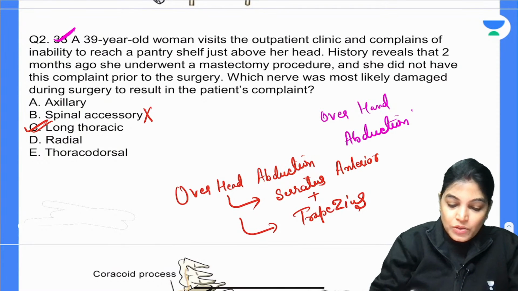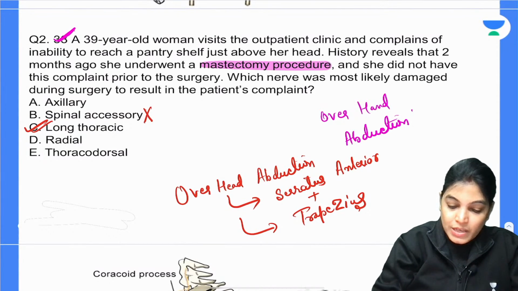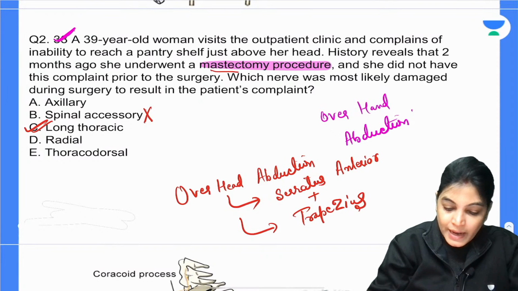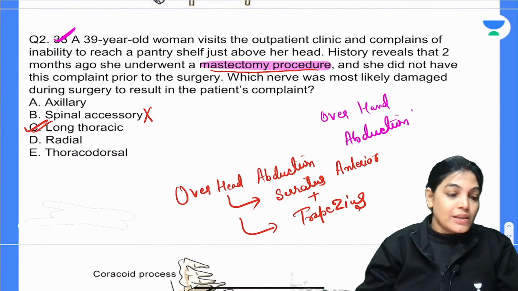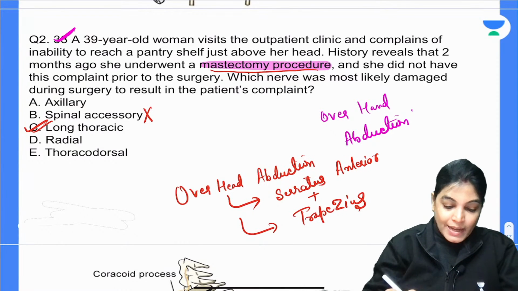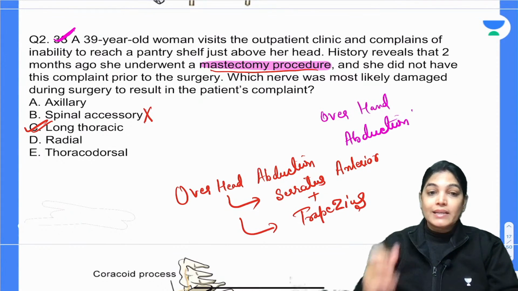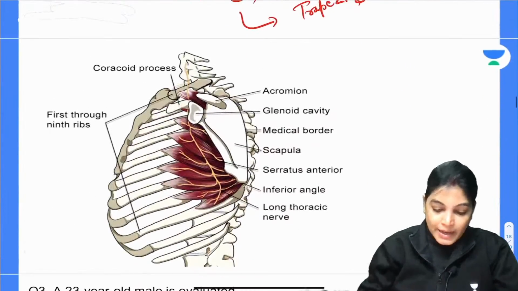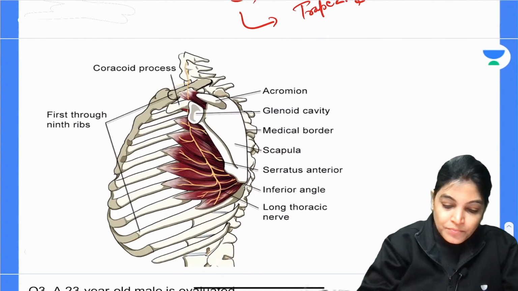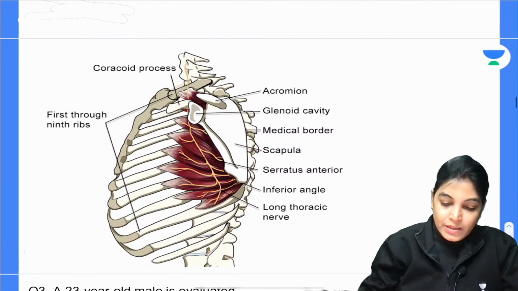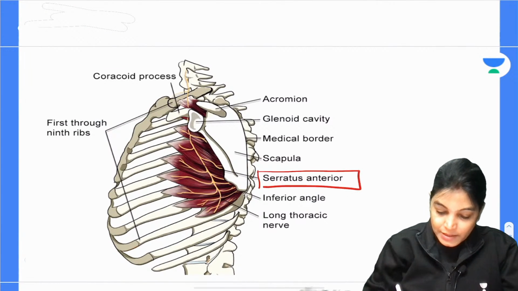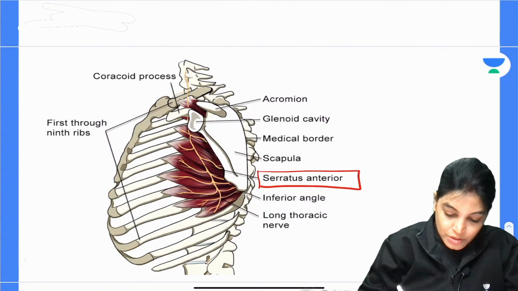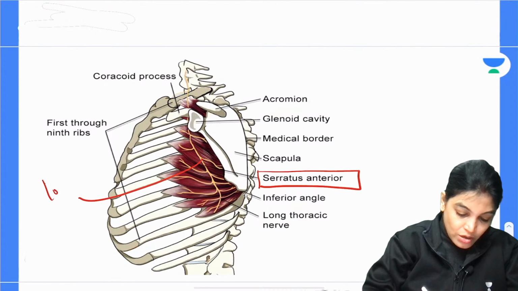Why? Because the procedure here is the removal of the mammary gland, that is mastectomy, and in mastectomy the nerve which is injured is the long thoracic nerve. So we will go with long thoracic nerve because it is the innervation of the serratus anterior muscle. See this diagram here, you can clearly appreciate the serratus anterior muscle, and it is getting innervation from the nerve running over it. This nerve running over it is the long thoracic nerve.